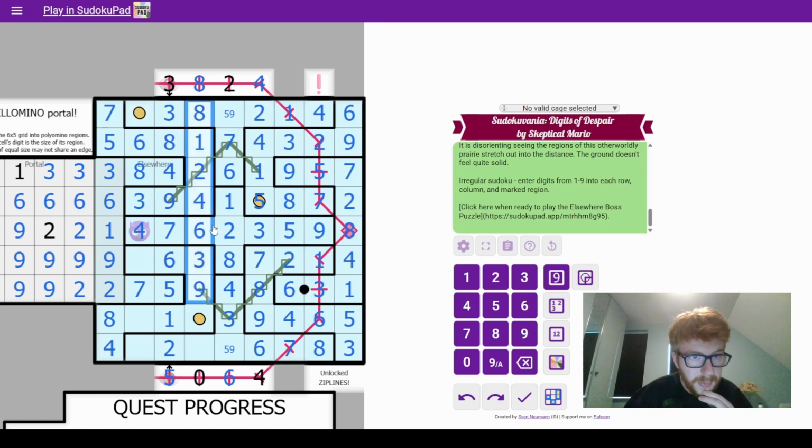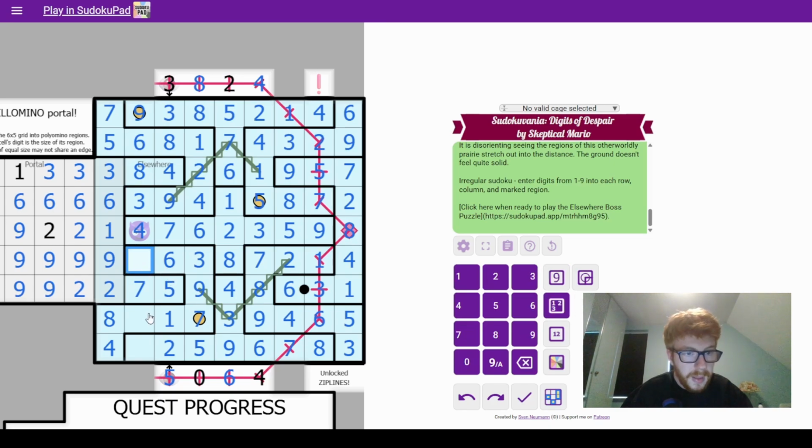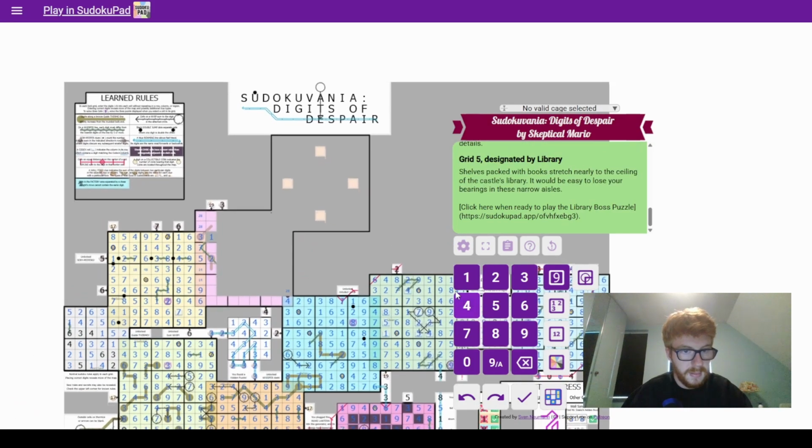What am I missing in this column? It is 1, 2, 3, 4, 5. 5 and 7. So that's a 9, that's a 5, that's a 9. And then I have these 3 left over. 1, 2, 3, 4, 5. 1, 2, 3, 4. So 5. 1, 2. 1, 2, 3, 4. Wait. So 1. And that's it.